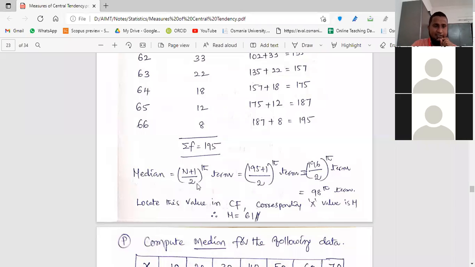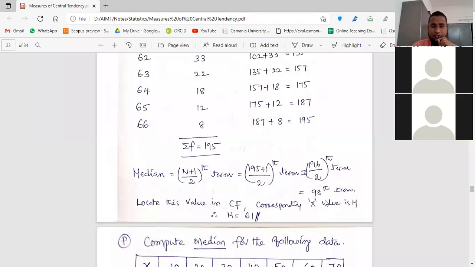Here there is no question of even and odd series. When the data is discrete, the formula is (n plus 1) by 2. So what is n here? 192, that is the total of frequency, 192. And (192 plus 1) by 2, that is the 96.5th term, so 98th term.